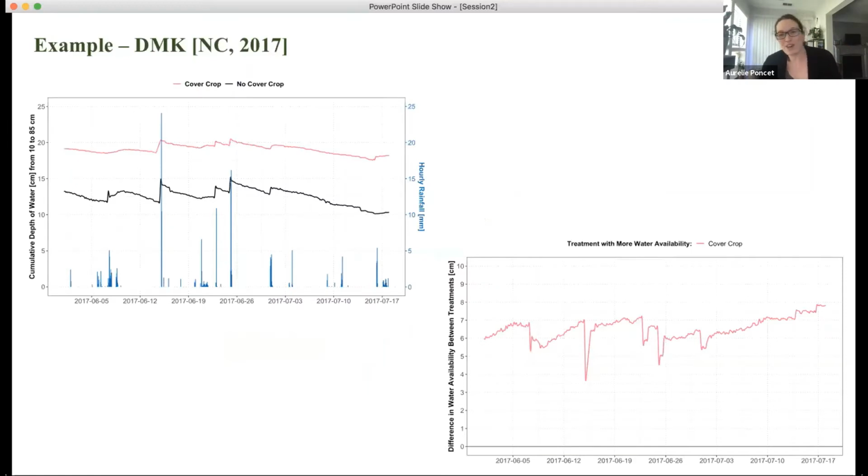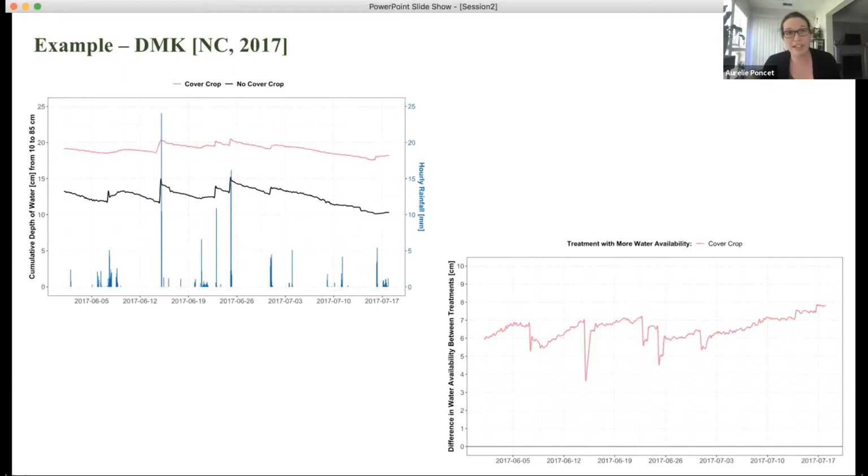Okay, so the first step of my analysis with sensor data, the first thing I needed to do was to clean the data and remove noise and convert the individual volumetric water content data into a cumulative depth of water in the field. And when I have done that for every site, then I was able to look at what I had before I started to build my models.